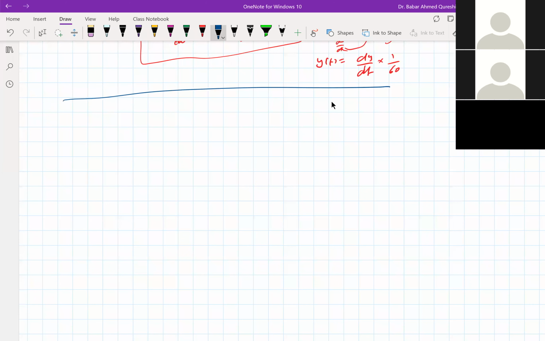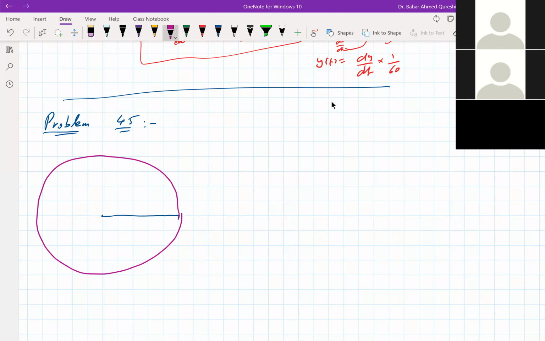We can do one last one. Let's look at this problem, 45. So our runner runs around a circular track of radius 100 meter. This is the track, and this is 100 meter. The owner's friend is standing at a distance 200 meter from the center of the track.